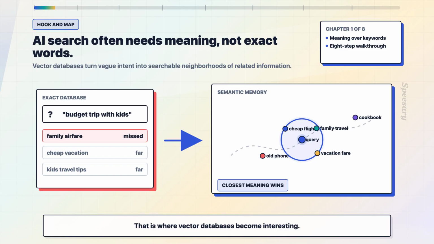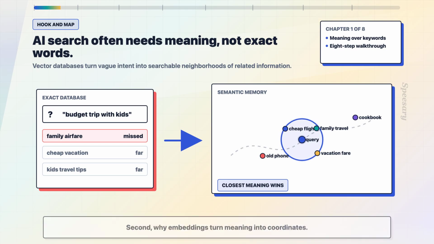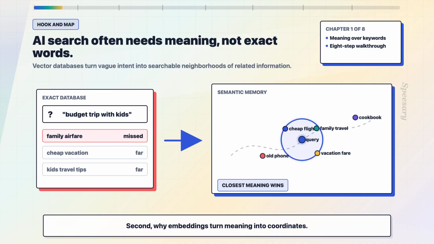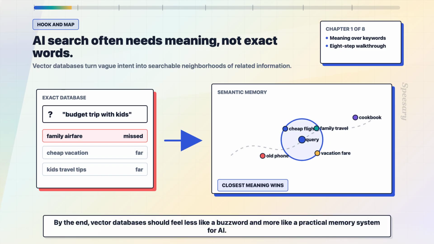In this explainer, we will build the idea step by step. First, what a vector is. Second, why embeddings turn meaning into coordinates. Third, how a vector database searches by similarity instead of exact match. Fourth, what indexing, filtering, and retrieval do in a real AI app. By the end, vector databases should feel less like a buzzword and more like a practical memory system for AI.